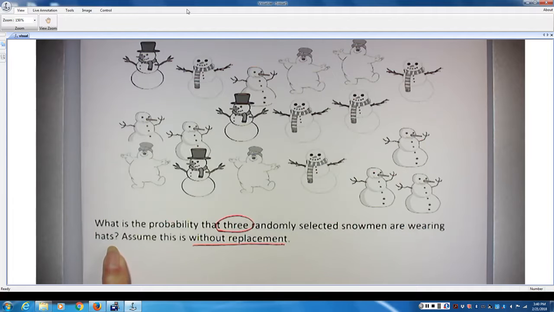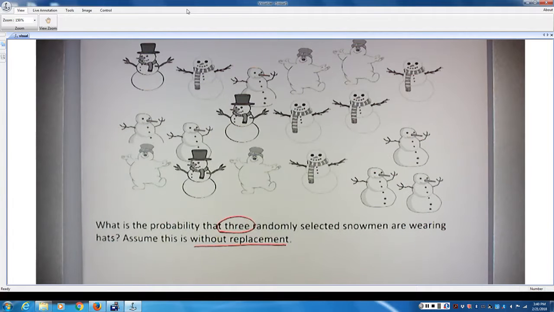And on the second trial, when I reach in to pick snowman number 2, snowman number 1 isn't sitting on the table anymore. Snowman number 2 is over here in a box. And then when I reach in to get snowman number 3 that's wearing the hat, snowman 1 and 2 with hats are over here in the box. So there's 2 things going to change every time that I do a new probability for the next snowman. I'm going to have 1 fewer snowman that has a hat, because that one's not over there to pick from anymore. And I'm going to have 1 fewer snowman on the sheet.